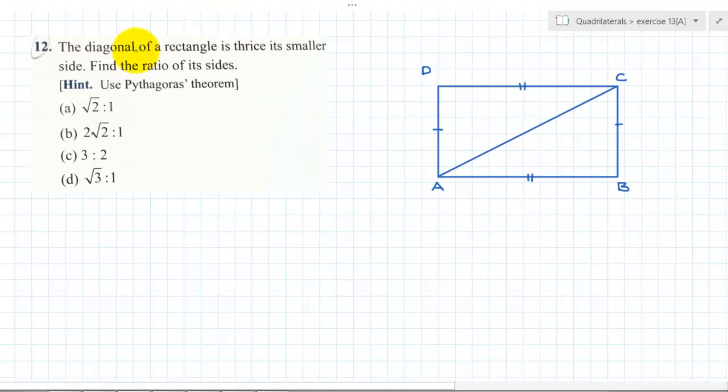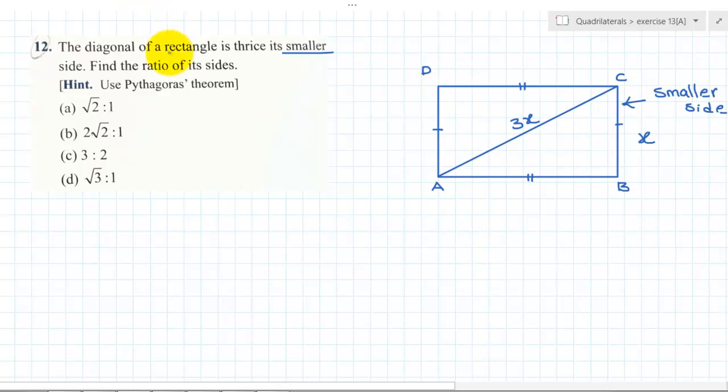Now look at the problem given. The diagonal of the rectangle is thrice its smaller side. Let us take the smaller side, either BC or AD, and let us take this smaller side as x. If it is x, this is also x. Now from the problem, the diagonal AC must be 3 times the size of the smaller side. That means if it is x, the diagonal must be 3 times the smaller one. So that means it is 3x.